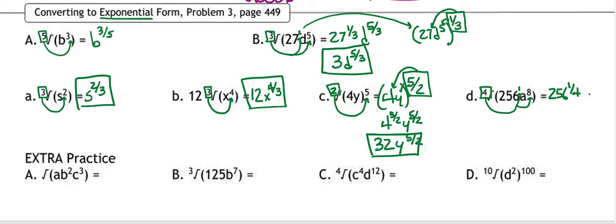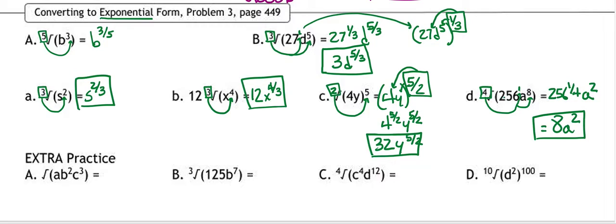And then 8 divided by 4 is just 2. So this A becomes an A to the 2. 256 to the 1/4, I believe that's just 8. And then 8A squared will be our final answer right there.